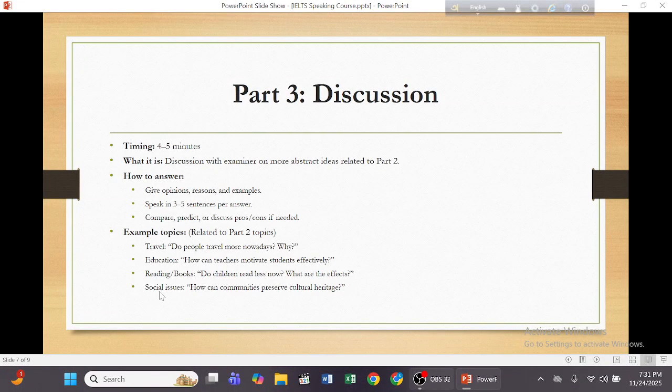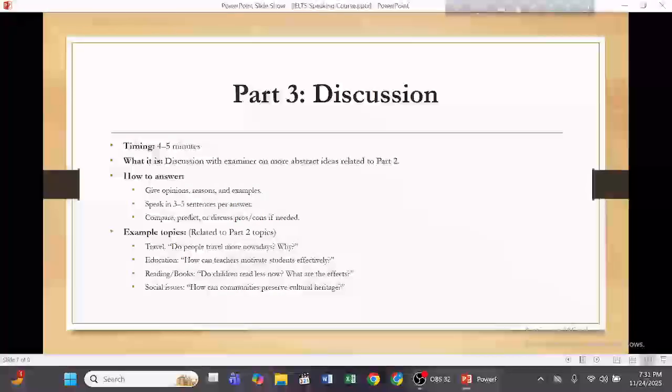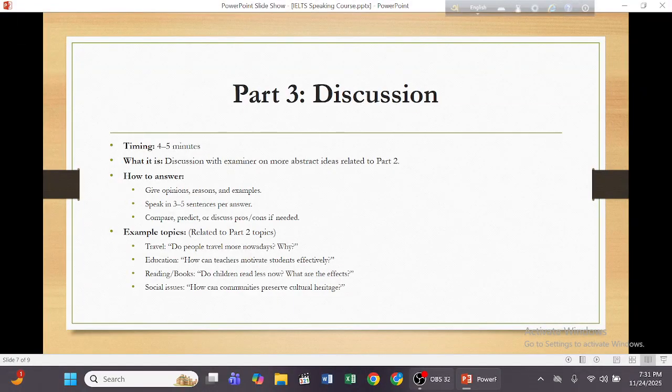The next question is, how can communities preserve cultural heritage? Here the examiner wants to know from you how communities can do this, which means it's a process, or methods, or the ways they can do this. If you answer with a yes or no here, I think it's also a red flag for you.